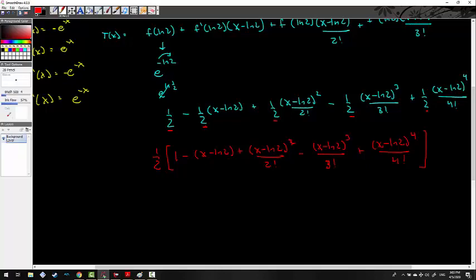And by the way, that should be a 2. I know it looks like a 3. It's a 2. Clean it up.